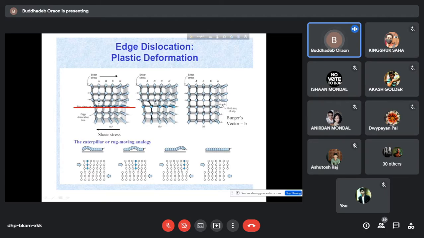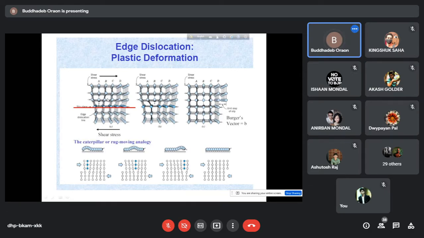So that is how when you are applying shear stress, the atoms move like this, and if there is an extra half plane like that, the magnitude of shear stress that will be required to deform the material will be comparatively less. That is why, when there are some inherent defects in the material, you will have to apply a comparatively lower magnitude of stress. But if it is a perfect crystal, then you will require more stress.